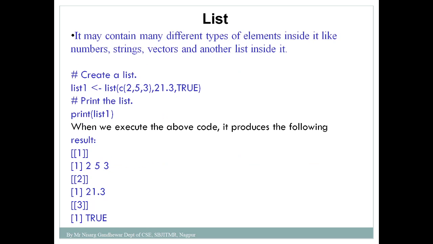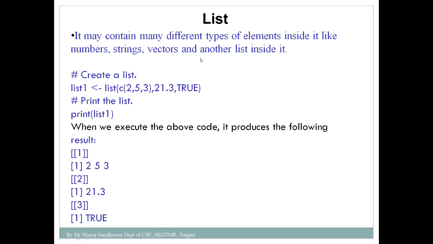Now the next data object in R is list. It may contain many different types of elements inside it, like a number, string, vector, and another list. That means we can say that list is a combination. It can accept number data, string, vector, and you can even embed one list inside another list. We'll see an example of this.